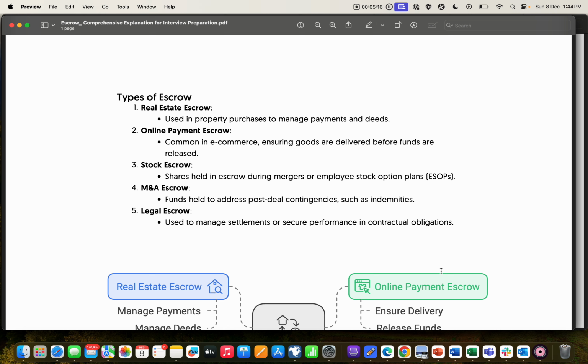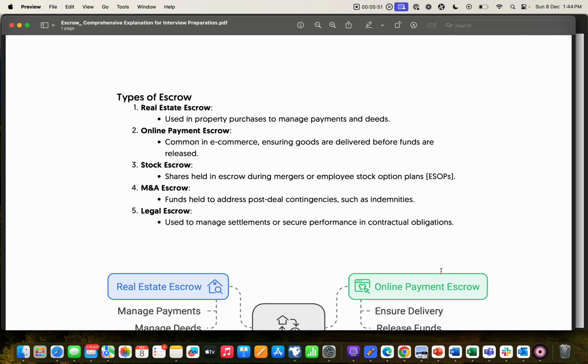Online payment escrow is common in e-commerce, ensuring goods are delivered before the funds are released. It's the same as when you buy any product from Amazon or Flipkart, with cash on delivery or online payment. When you make an online payment, the amount is held in the account, and it gets released when the product is delivered. If you return the product, you get your money back.